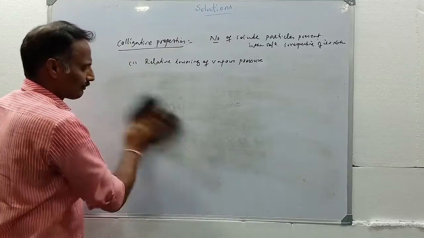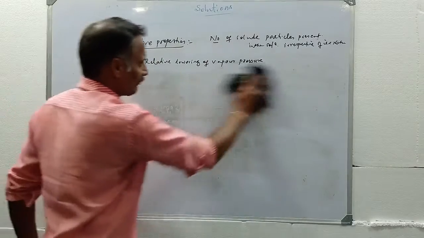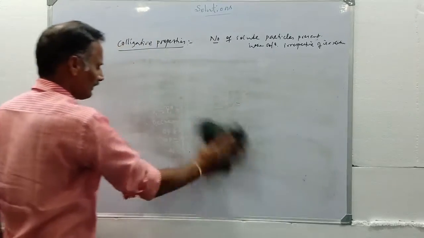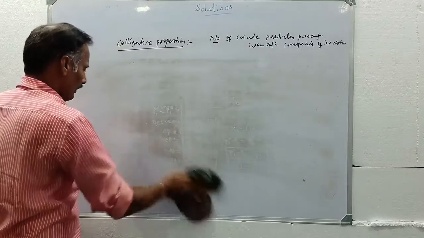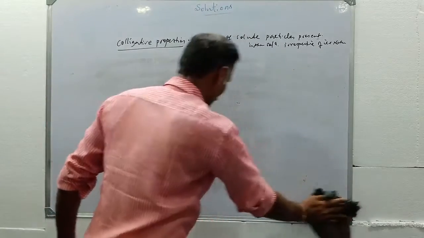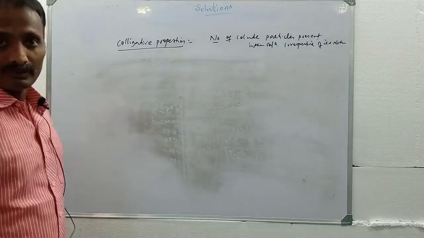Then we are discussing one of the problems here based on relative lowering of vapor pressure. From this chapter, numericals are most important for 3 marks questions, and every year in examinations they ask one numerical problem based on colligative properties.